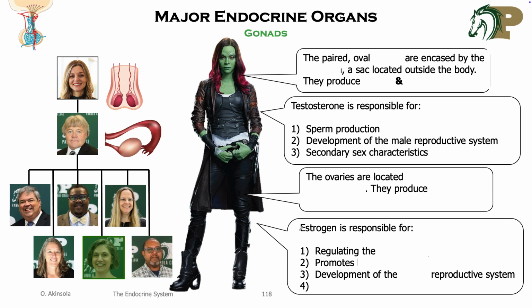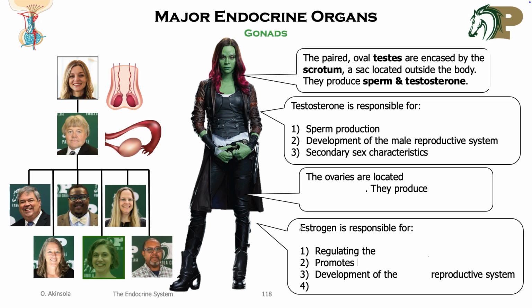All right, the gonads. So the gonads, again, are the paired oval testes, cased by the scrotum, a sac located outside the body. They produce sperm and testosterone. Testosterone will be responsible for sperm production, development of the male reproductive system, and secondary sex characteristics like pubic hair, deep voice, increased muscle mass, etc.